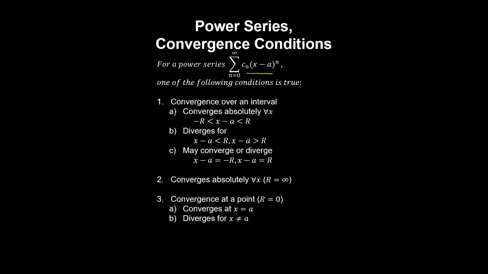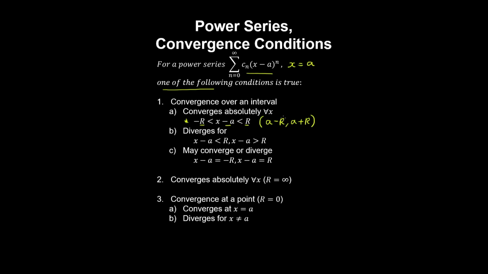Given the following power series, it can converge in one of the following ways. So number 1 is the power series can converge over an interval. So effectively, the interval of convergence for this power series centered on x equals a is a minus r to a plus r, where r is called the radius of convergence. So basically just add a to all these terms.